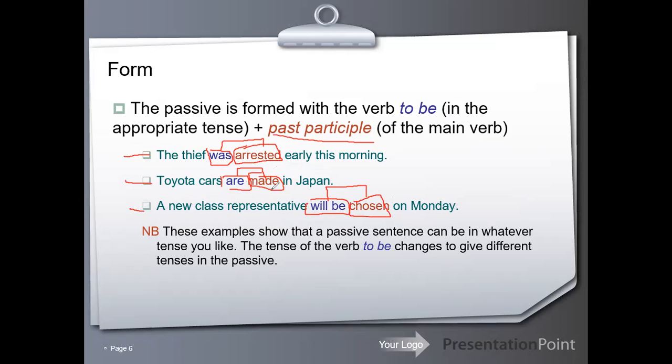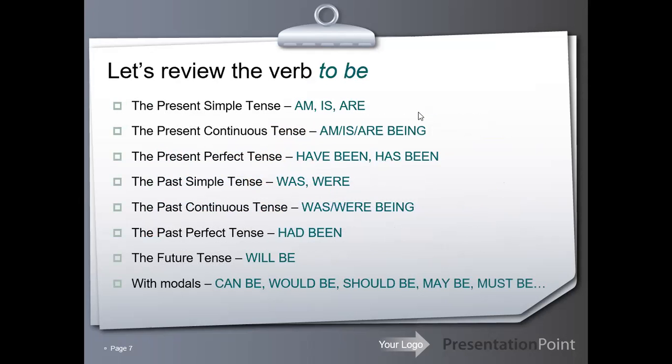Was arrested or will be chosen. Esto está en pasado, eso está en presente. Y esto está en futuro. Pero si ustedes se fijan, arrested, past participle. Made, past participle. Chosen, past participle. All right? Well, let's continue. Let's continue.